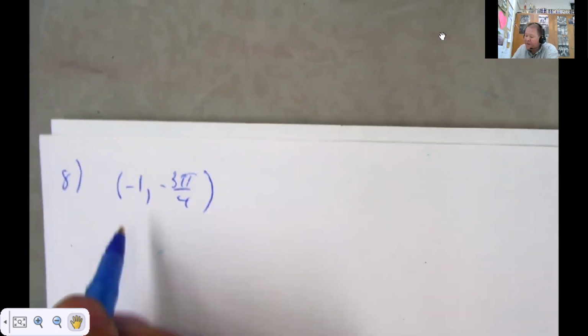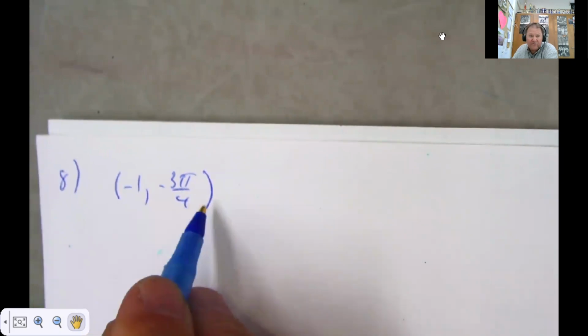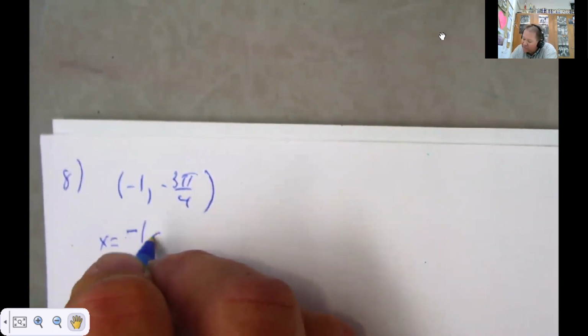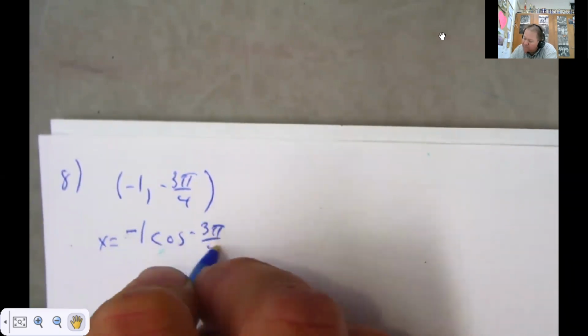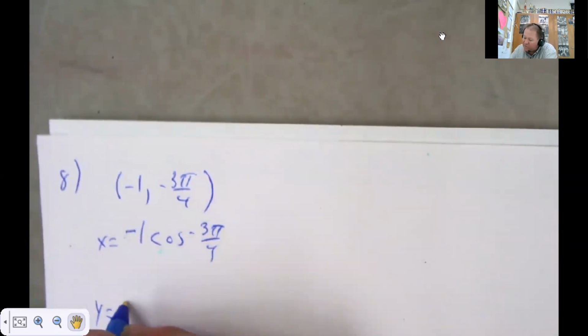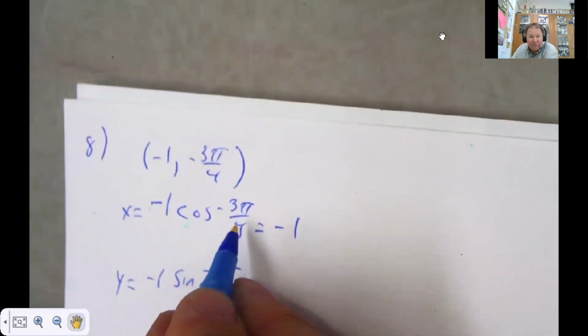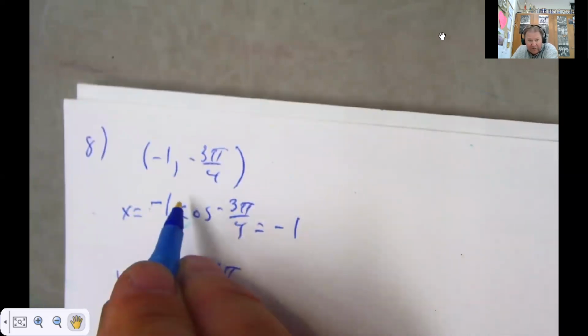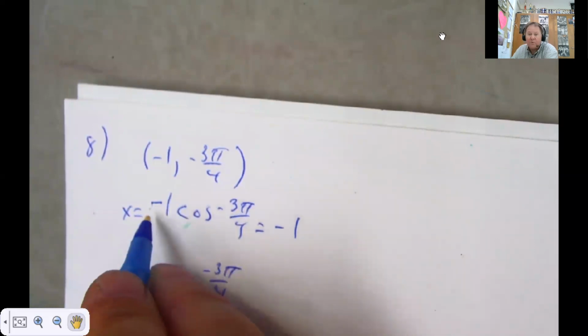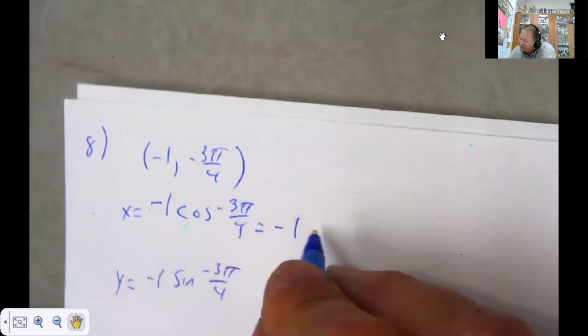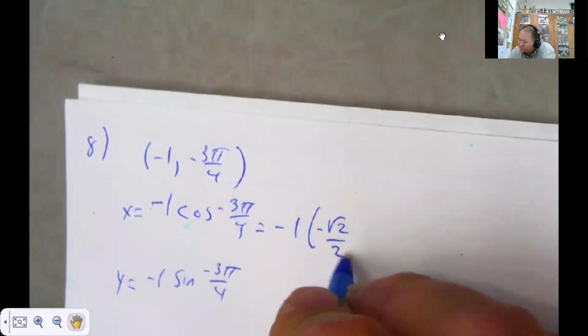It's number 8. This is in polar form, and you have to turn it to rectangular. X equals -1 times the cosine of -3 pi over 4. And the y value is going to be equal to -1 times the sine of -3 pi over 4. That is -135 degrees, which is a 45-degree reference angle in quadrant 3, which is -√2 over 2 and -√2 over 2 for this one. So it's -1 times -√2 over 2.